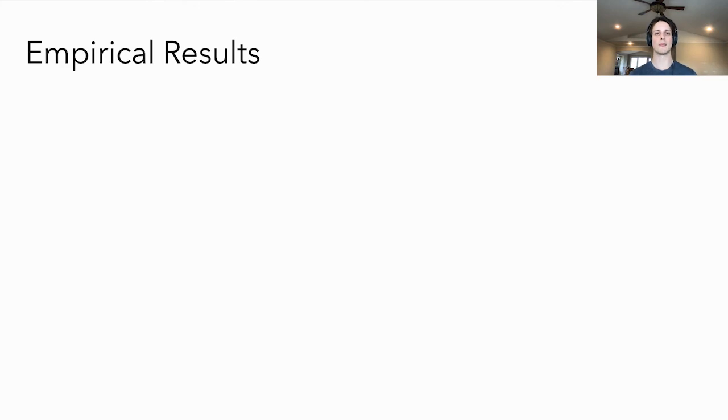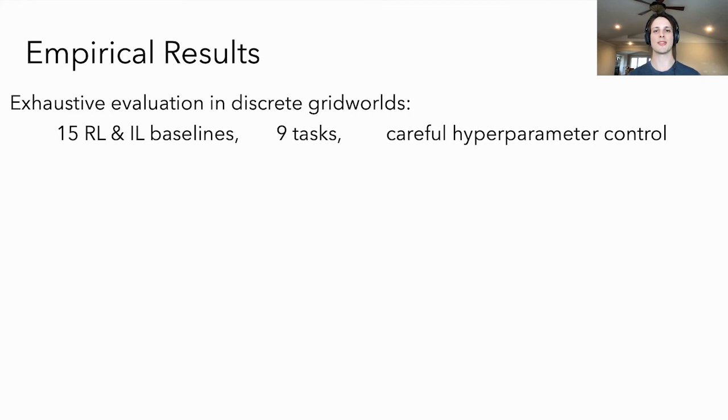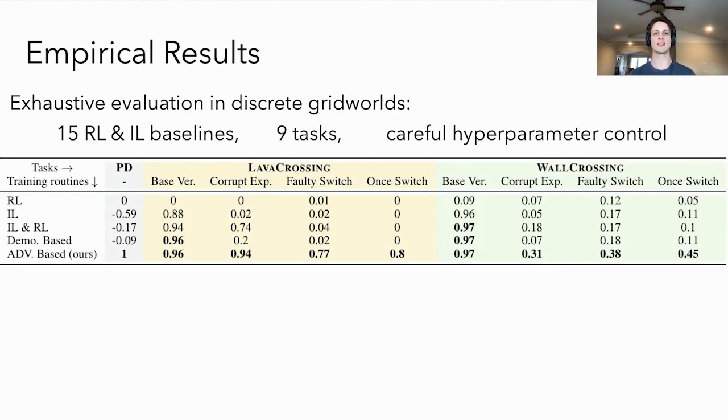Finally, we provide a brief summary of our empirical results. In our experiments with discrete grid worlds, we exhaustively evaluate 15 reinforcement learning and imitation learning baselines across 9 tasks, following best practices to control for the impact of hyperparameter tuning. This table summarizes the performance of our advisor-based methods when compared to baselines across our 9 tasks. Notice that our advisor-based methods perform well across the board and are frequently the only methods to achieve non-trivial performance.